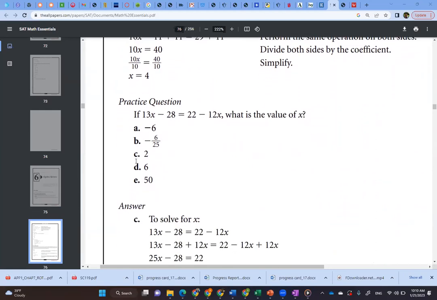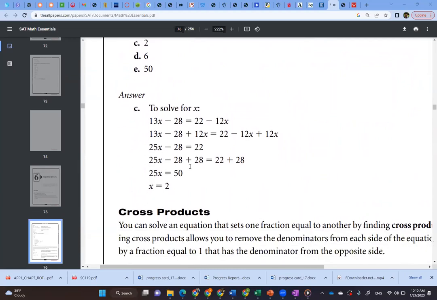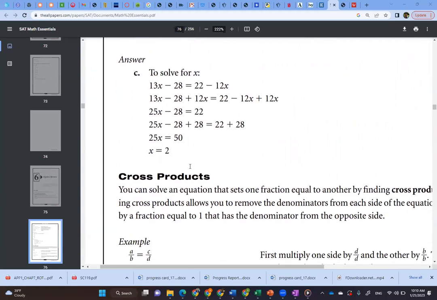Okay. So to solve for x, the answer is 2, which is C. MashaAllah, all the answers are right. MashaAllah.